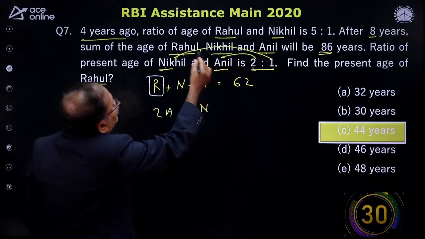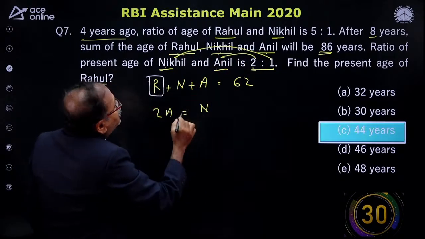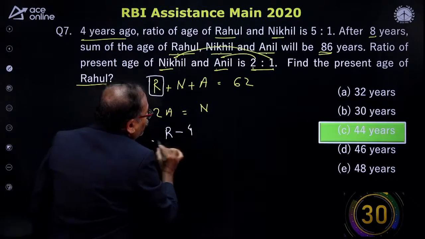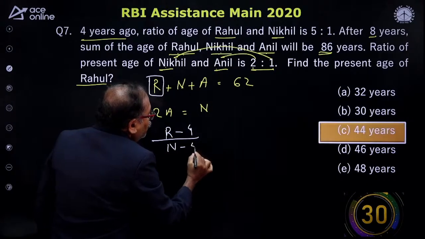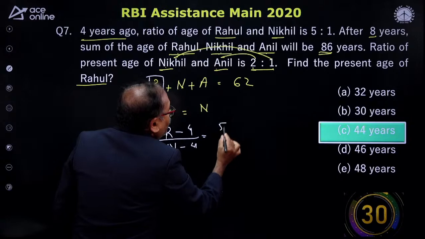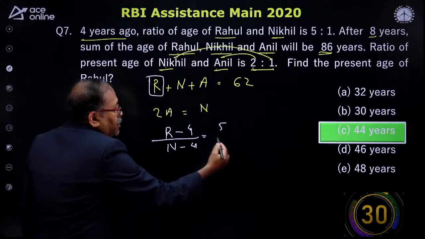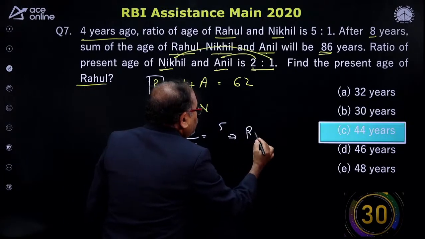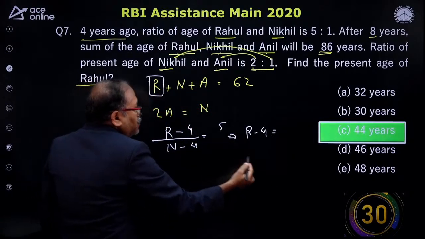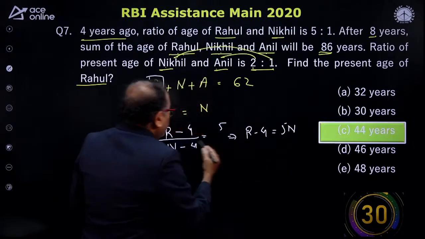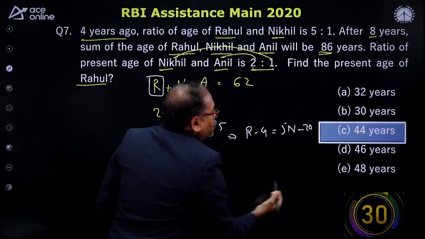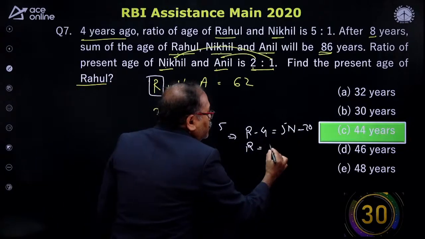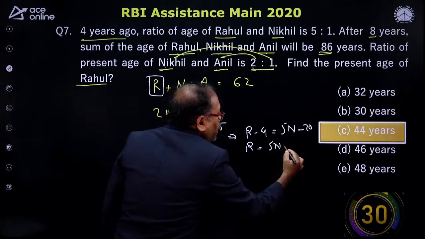I will use the first one, the ratio of Rahul and Nikhil four years ago. So Rahul minus 4 by Nikhil minus 4 has a ratio of 5 by 1, which is nothing but 5. So I get this expansion: Rahul minus 4 equals 5 times Nikhil minus 20. So what will be Rahul? Can I write Rahul in terms of n? Yes, Rahul is 5n minus 16.